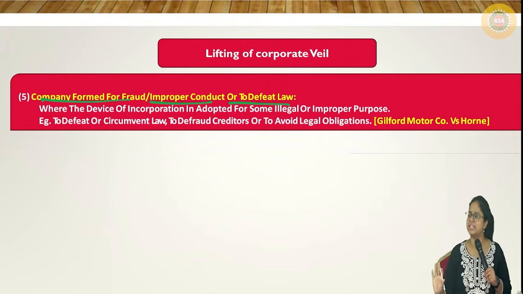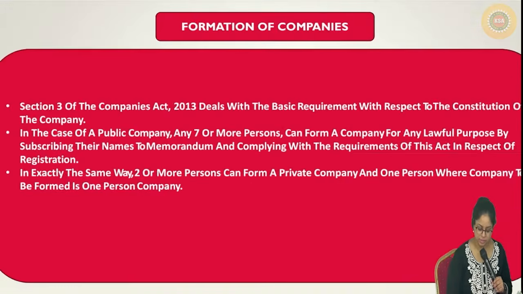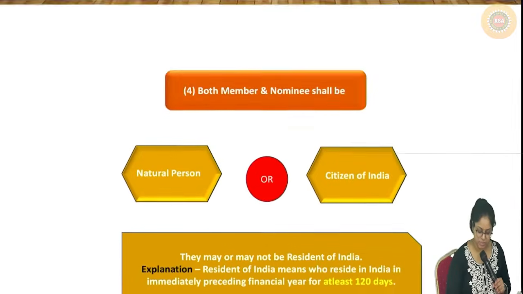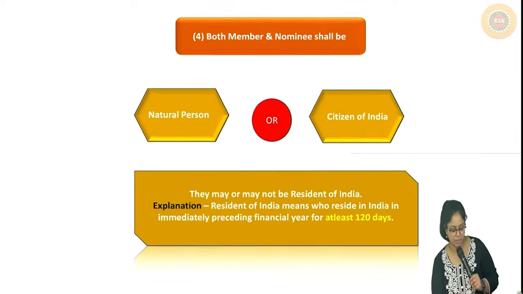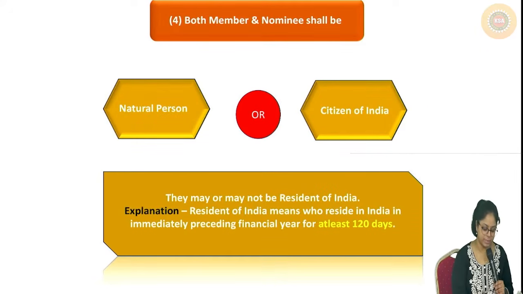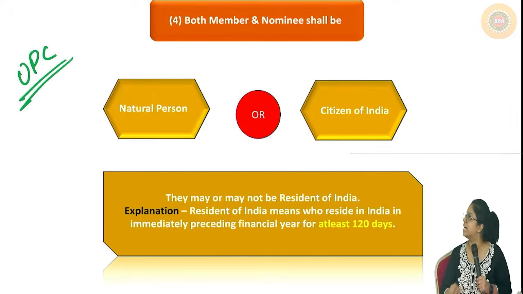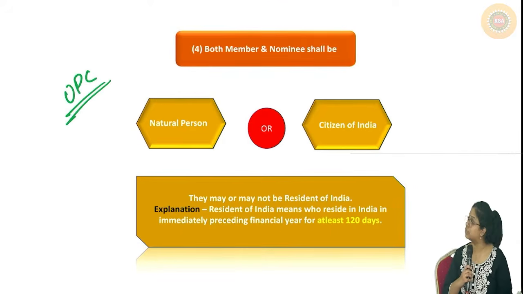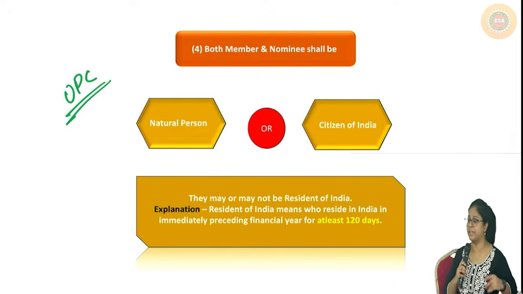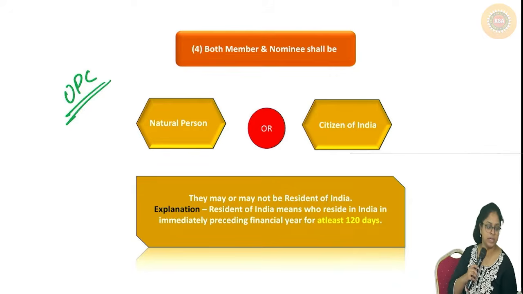So in the 5 conditions, we can lift the corporate veil and say that the members and the company are the same. Okay. Next, formation of a company, I'll come to that a little later because that's a very procedural part. We'll move to important concepts in a one-person company. We'll finish that and then we will move to the procedural part of how you form a company, the SPICe form and all of that. We'll move to that a little later.